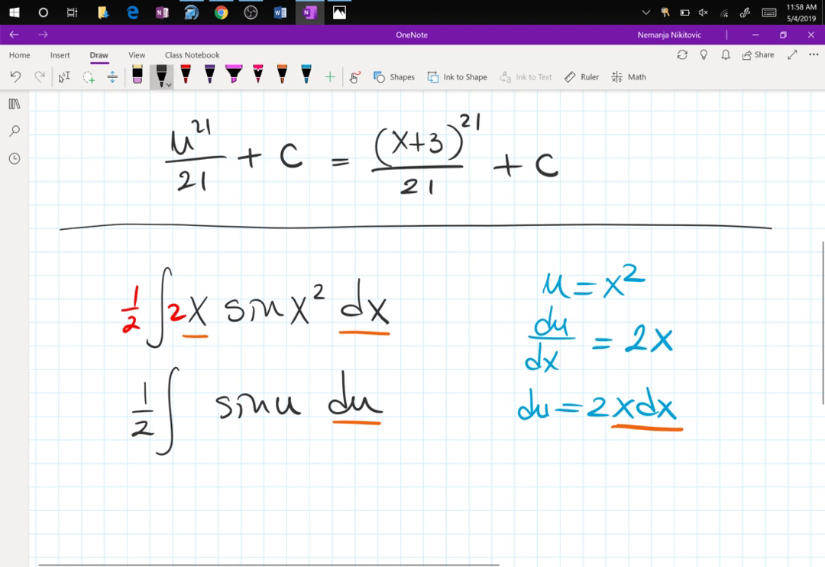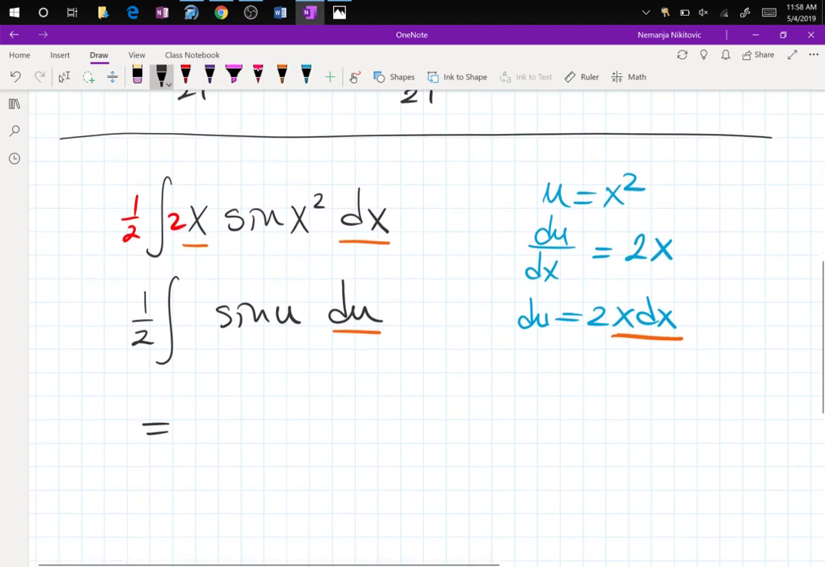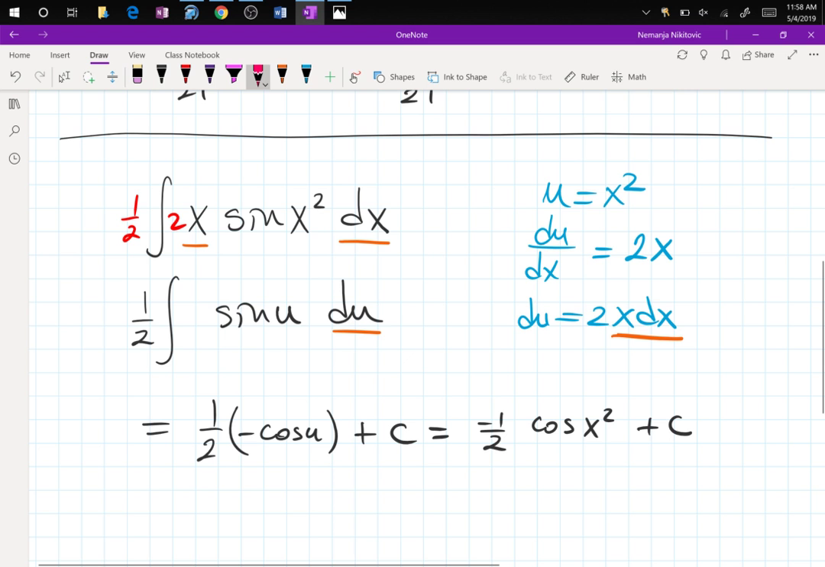Guys, I have a basic integral. What's the integral of sine? Very good. Plus c. Now remember, we have to go back to our original variable, so -1/2 cosine of x squared plus c. And that's the answer.